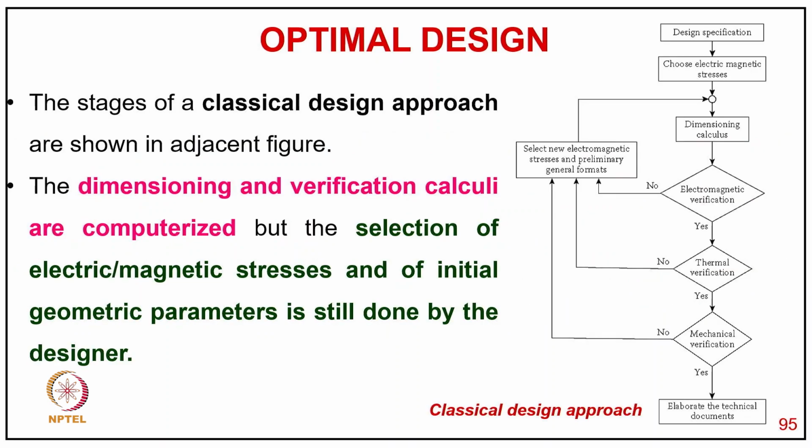So now coming to the stages of a classical design approach, shown in the adjacent figure, dimensioning and verification calculations are characterized, and selection of electric and magnetic stresses and initial geometry parameters is still done by the designer. A typical example of the classical design approach starts from the design specification, then choose the electric and magnetic stresses, then go to dimensioning calculation and electromagnetic verification. If it is not satisfied, we have to go back to modify the selection of parameters, and if yes, then we go to thermal verification, temperature rise and other things. If yes, we go ahead, otherwise we go back again to modify the design, and then we check the mechanical verification with the stress and all that. If no, we have to go back. If yes, then we go to elaborate the technical document as a design data or design sheet of this machine.